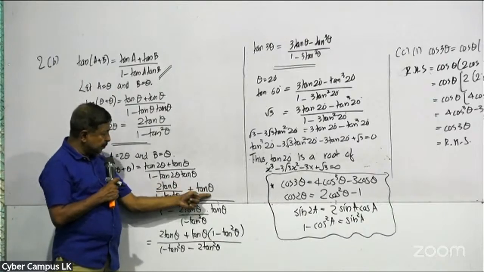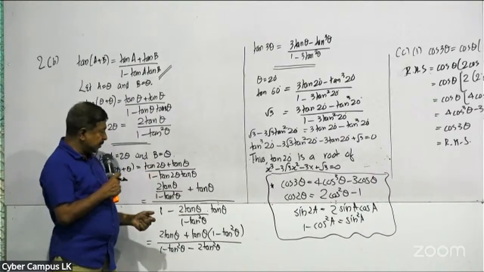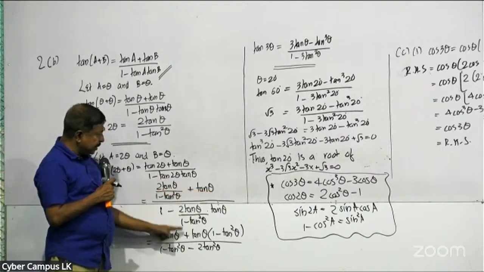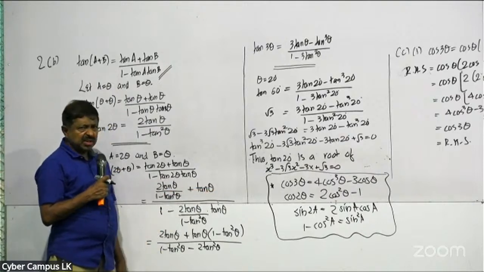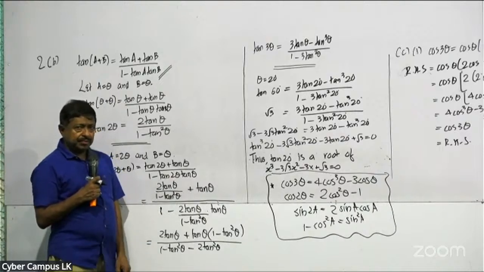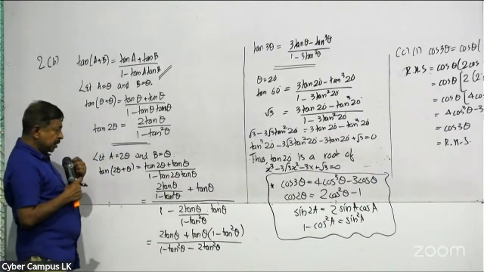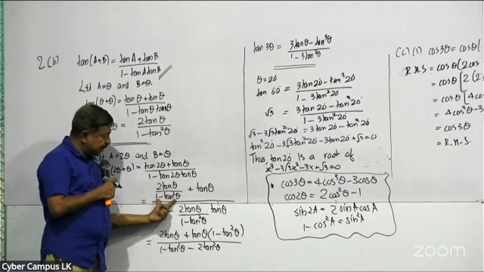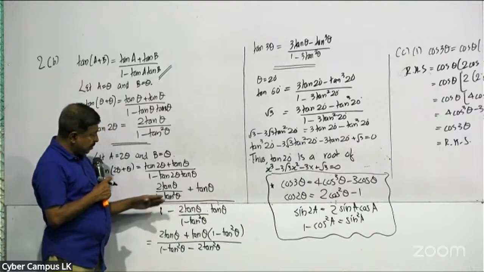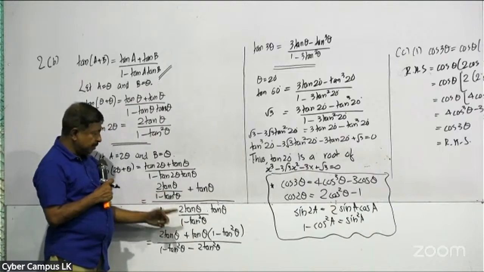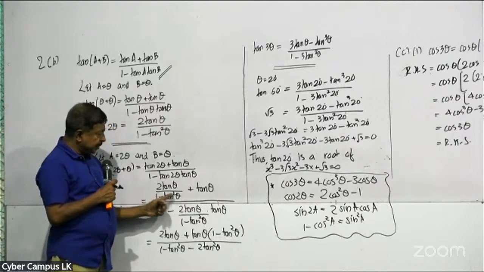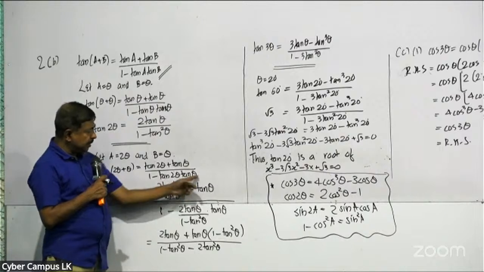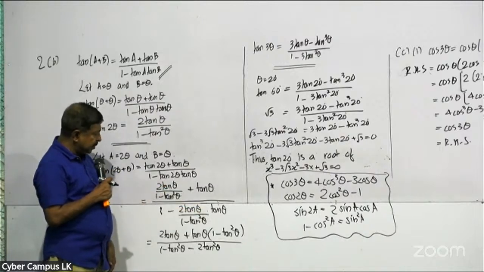Some people simply take the common denominators of both upstairs and downstairs. It looks a little messy. But if you want to arrive at the answer quicker, you have to multiply each and every term by 1 minus tan squared theta, because in both upstairs and downstairs there are altogether 4 terms. In the downstairs you have 1 minus tan squared. So to get rid of that, you multiply each and every term by 1 minus tan squared theta.